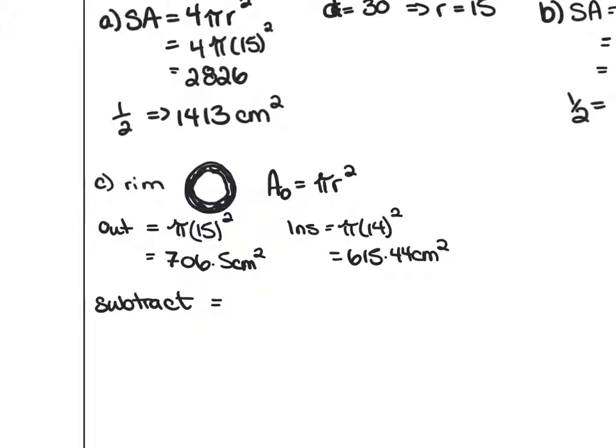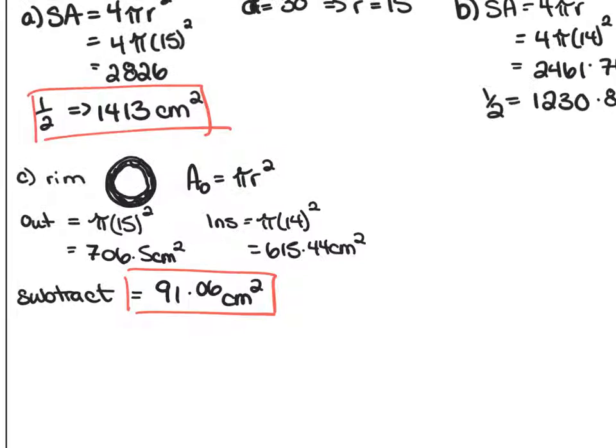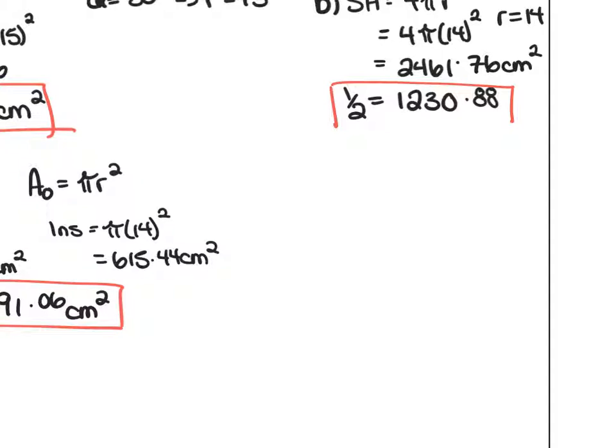So when we do that, I get 91.06 centimeters squared. So if you want to, sometimes I like to put little boxes around what I actually need. These are the surface area of the outside, the inside, and that rim. So that kind of gives you the whole thing. So if I wanted to find the total surface area, we're just going to add them up.